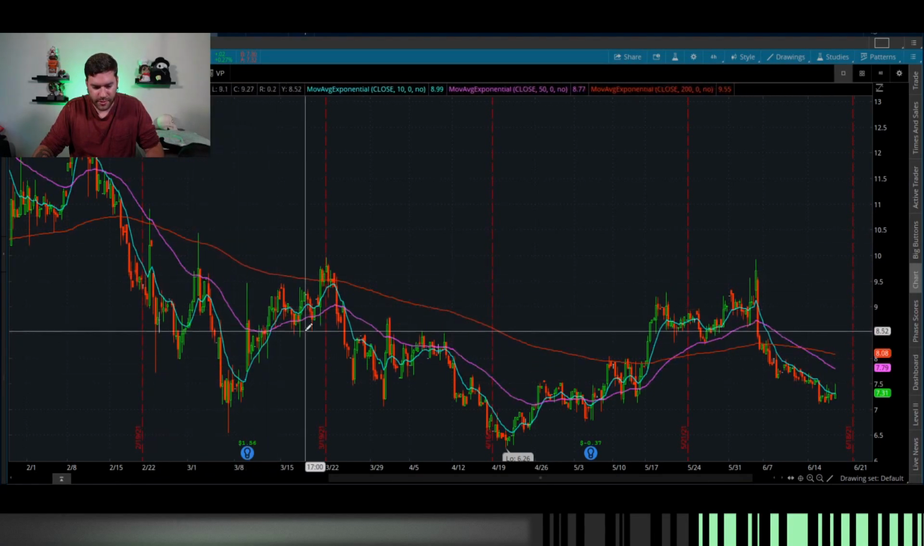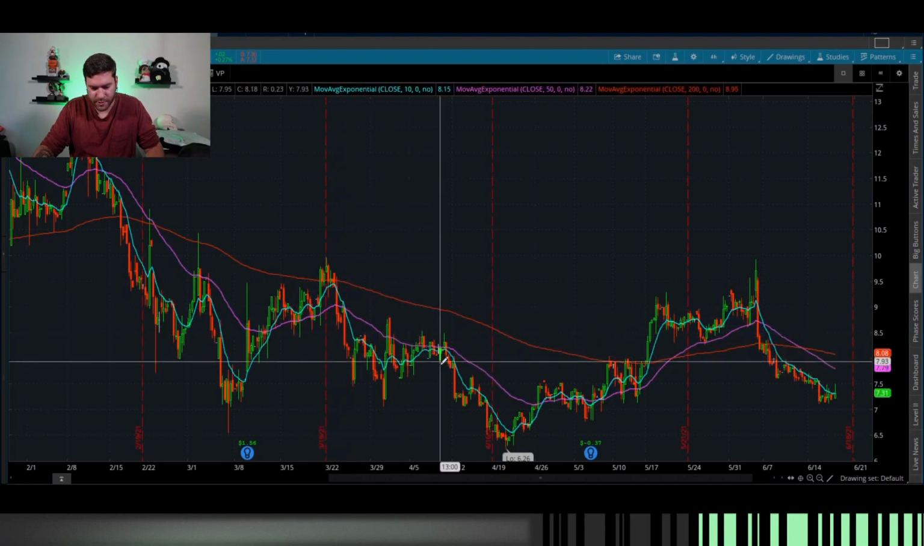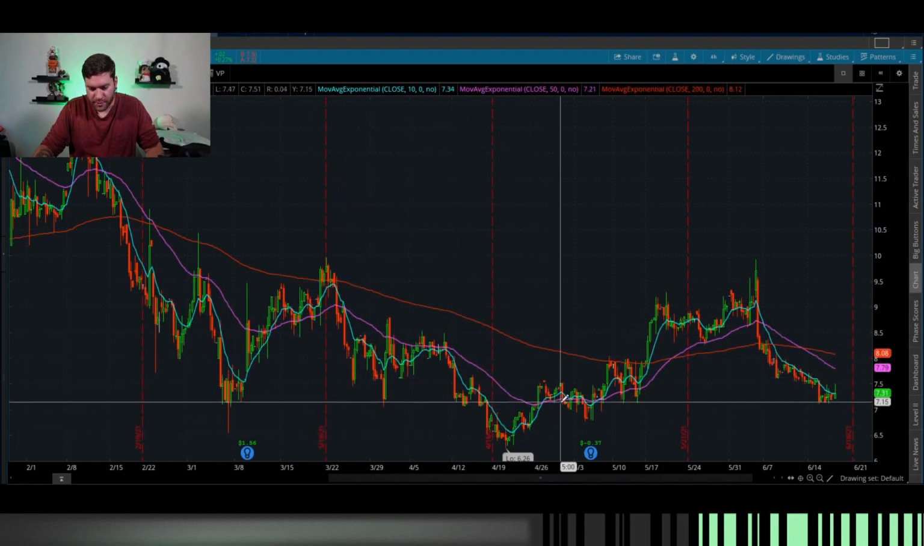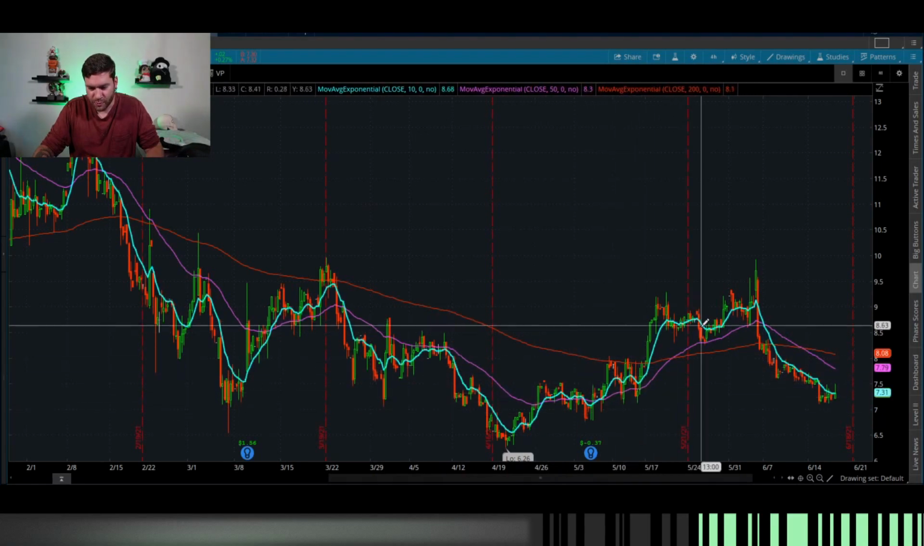50 was a resistance. It acted as support right here. Boom, resistance. Boom, resistance. Resistance, resistance, resistance. Got close. Resistance was a resistance. Now, when you get back over it, what happens? Support, support, support, support. We can see SURF always respects the 50. If you are below the 50 EMA line on SURF, it's going to be a resistance. When you're above the 50 EMA line on SURF, it will act as a support.